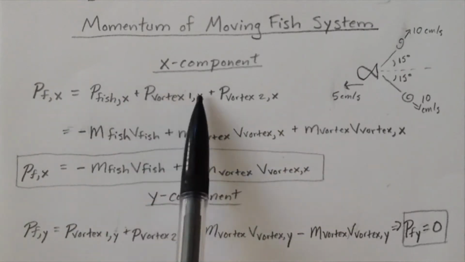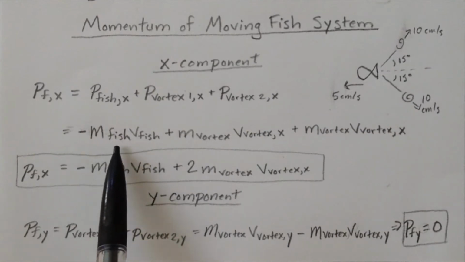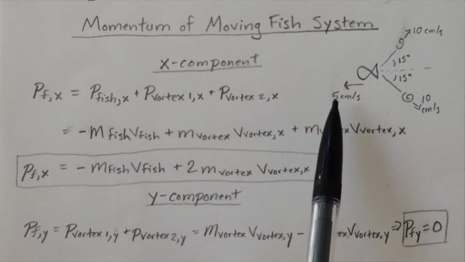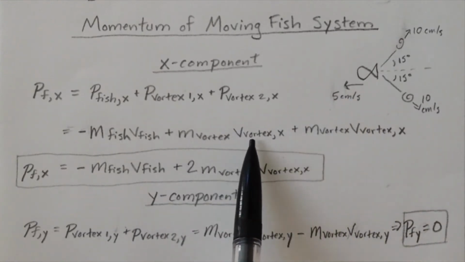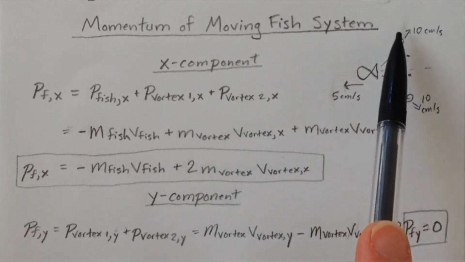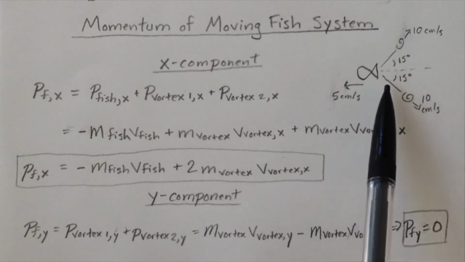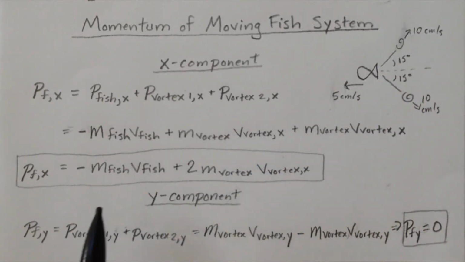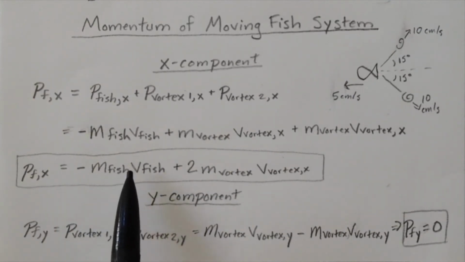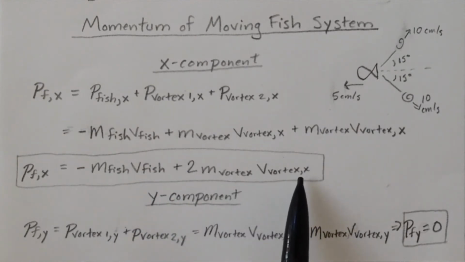We can write each of these momenta in terms of the mass and the velocities, which leads us to negative mass of the fish times the velocity of the fish, because the fish is moving in the negative x direction, plus the mass of the vortex times the velocity of the vortex in the x direction for this vortex here, and the mass of the vortex and the velocity of the vortex in the x direction for this vortex. And we can simplify by combining these two terms to write that the momentum in the x direction is negative mass of the fish times the velocity of the fish, plus 2 times the mass of the vortex times the velocity of the vortex.